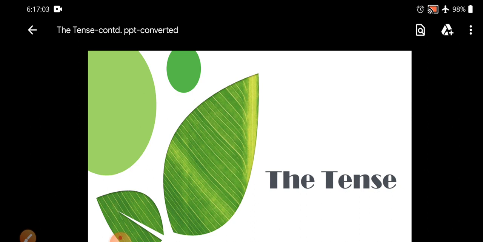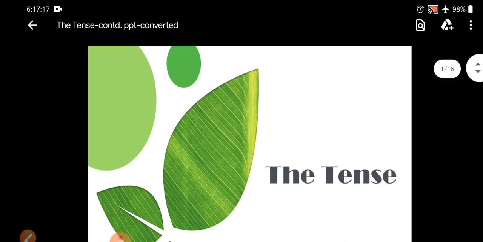of tenses. So, today we are going to do the tense at a little higher level along with recapitulation of what we had done in the previous session of this topic. So, let's begin.